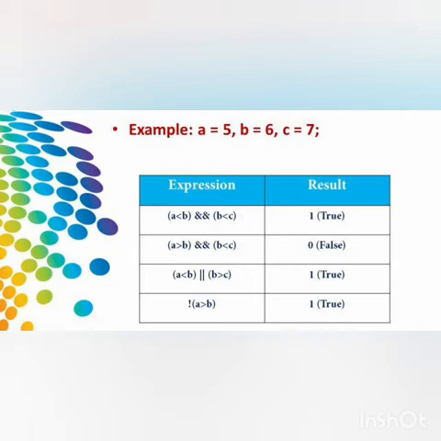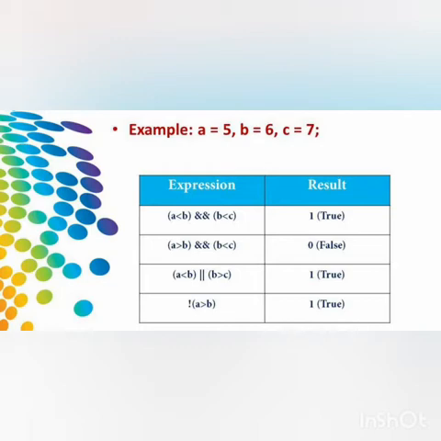Then look at the second example. A is greater than B. A value is 5 and B value is 6. So 5 is greater than 6. Here the condition is false. Then we have to check the next condition. B is less than C. Here the B value is 6 and the C value is 7. So 6 is lesser than 7. Here the condition is true. Then what is the concept of logical and? If both true is true. Here one expression is false and another expression is true. So the result is false.